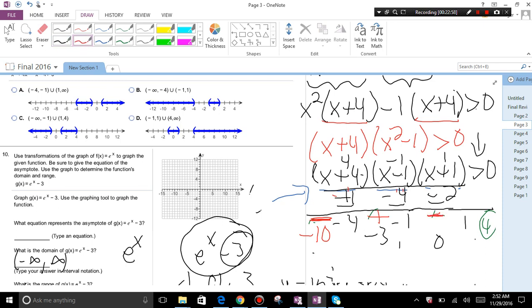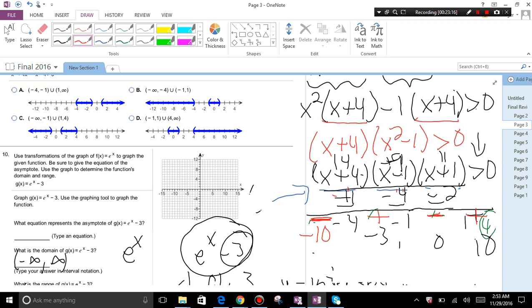And then finally, I'll pick a number bigger than 1, for instance, 10. 10 plus 4 is 14. 10 minus 1 is 9, a +9. And 10 plus 1 is 11. All that stuff is positive. So bigger than 1 is a positive, right?